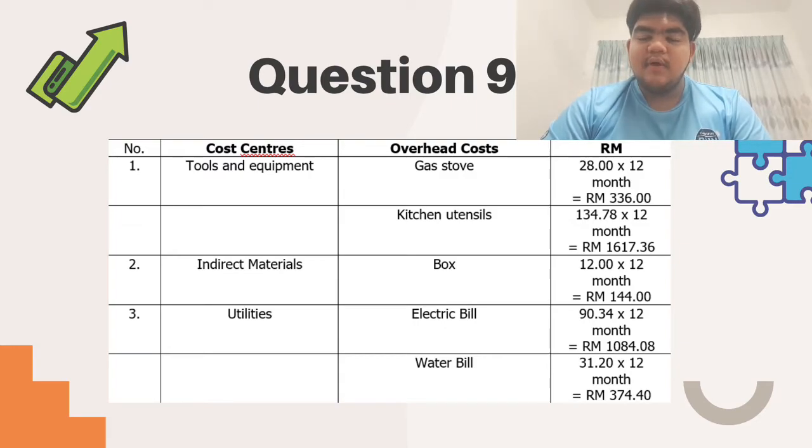Our last item is utilities with overhead of electric bill, which has the price of RM90.34 multiplied by 12 months, which is RM1084.08. Last but not least, we have water bill with the price of RM31.20 multiplied by 12 months, which is RM374.40.